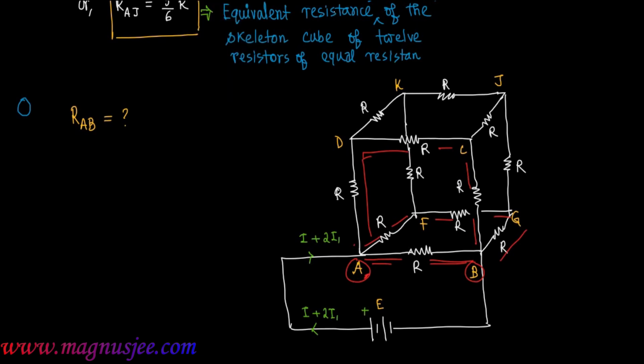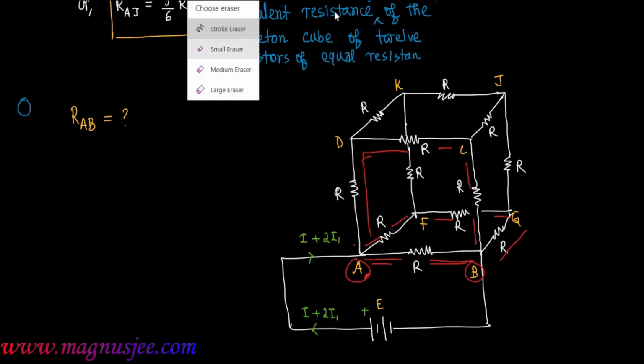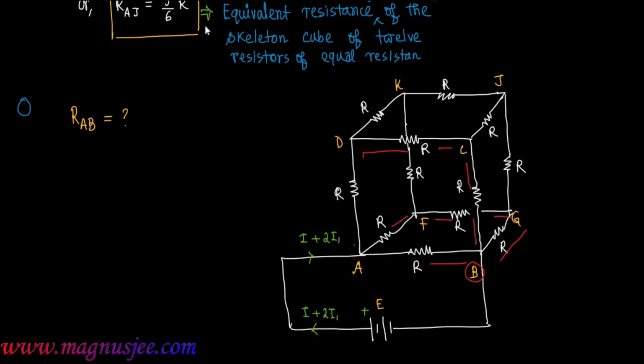That's why current flowing through these two symmetrical paths ADCB and AFGB will be I1 and I1, and the remaining current I will be flowing through the arm AB. But we have to find the equivalent resistance between the corners A and B of the arm AB. Now we can show the distribution of currents here. The current flowing through the shortest path AB is I, and current flowing through the two symmetrical paths AFGB and ADCB is I1 and I1.